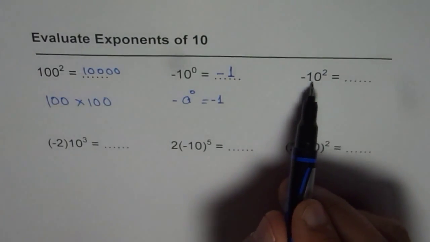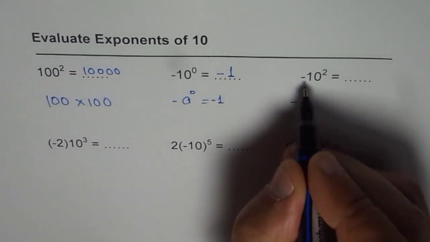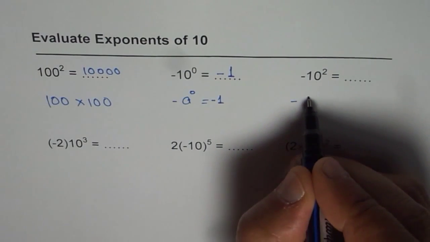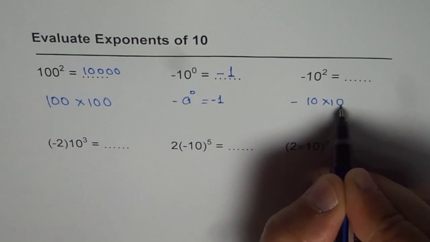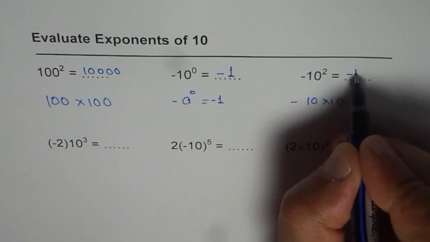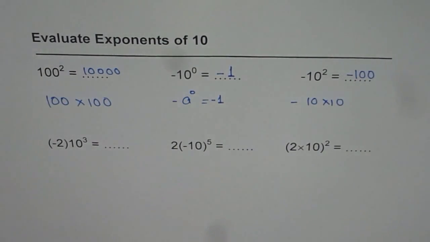Now minus 10 squared, that means one negative sign, and only 10 is squared, not minus 10. So it is 10 times 10. 10 times 10 is 100 with a negative sign. So we get negative 100 as our answer. So these questions look very similar, easy, but they're kind of tricky. So be careful when you're answering these set of questions.